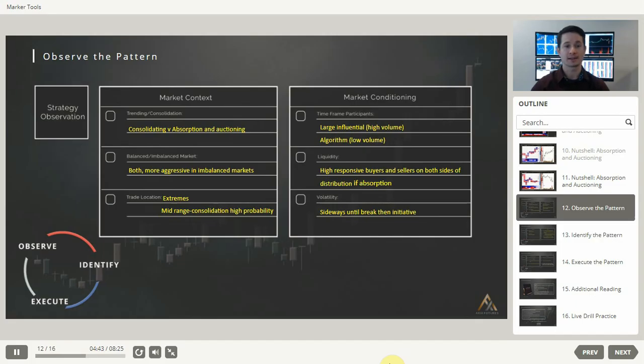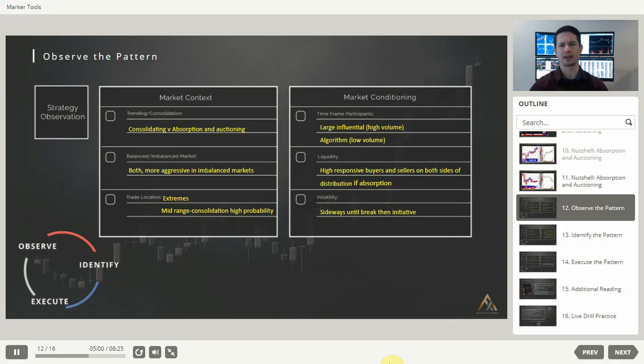We want to see some sort of absorption auctioning price response. Now, in terms of balanced and imbalanced markets, again, what we want to see is that we can see the strategy in both. However, we note that it will likely be more aggressive in imbalanced markets.